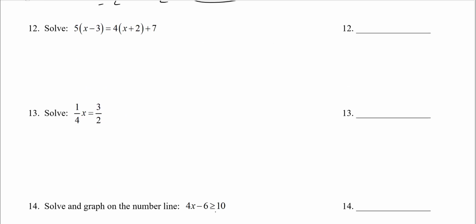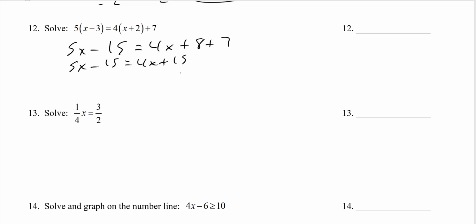Okay, number 12, I'm just going to distribute. So you get 5x minus 15 equals 4x plus 8 plus 7. Okay. So I'm going to combine like terms on the right, which is really pretty easy. So it's 5x minus 15 equals 4x plus 15. So I'm going to subtract 4x from both sides and add 15 to both sides. So you wind up getting just x equals 30.